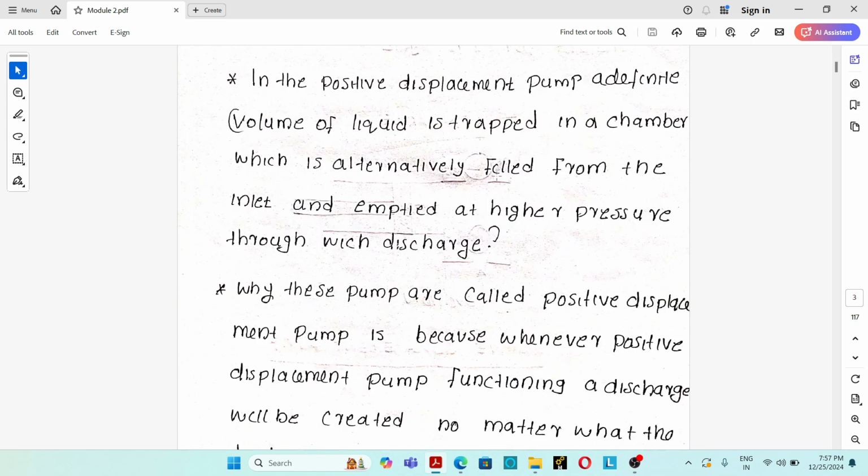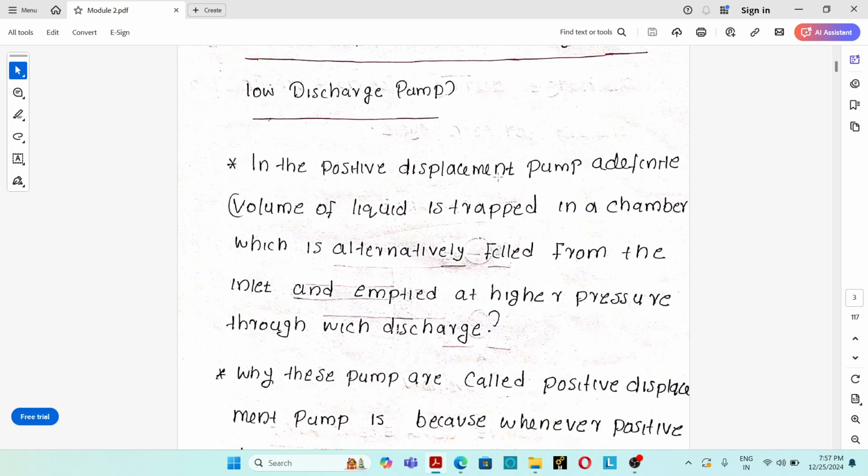See, another important characteristic of a positive displacement pump is that, in the case of a positive displacement pump, there will be a discharge whatever be the rotation speed of the pumping element. That's an important point. In a positive displacement pump, there will always be a discharge, whatever be the rotation of the pumping element.